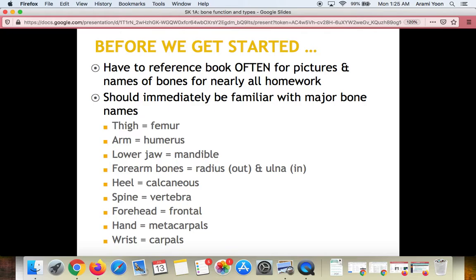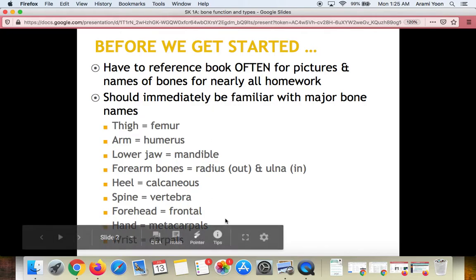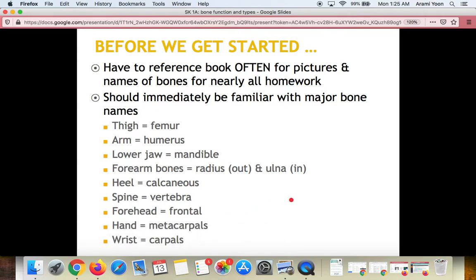The thigh bone is known as the femur. The arm bone is known as the humerus. The lower jaw is the mandible. The two bones in your forearm are the radius and the ulna. The heel is the calcaneus bone. The spine is made of multiple bones called the vertebrae. The skull is made of multiple bones, and the one that makes up your forehead is called your frontal bone. Your hand has multiple bones called the metacarpals, and your wrist is made of bones called the carpals.